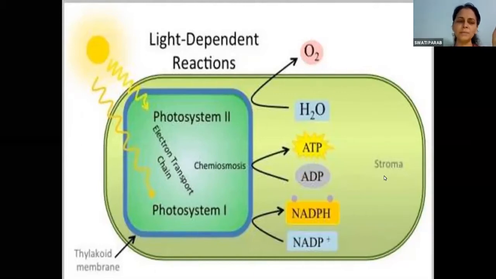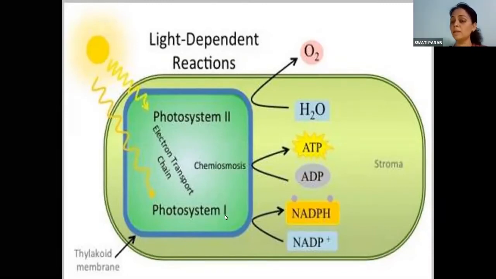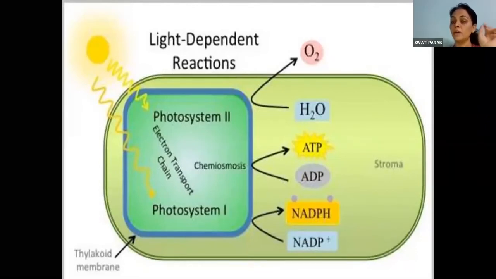One by one, let me know whether you remember what we have studied earlier. I'm talking about the green color part, correct? So what is this green color part? Grana. Fine. What is present inside the grana which is helping in the light reaction? Thylakoid, very good. And we are going to study here about the exchange of electrons.